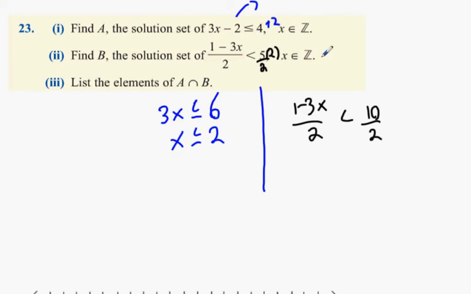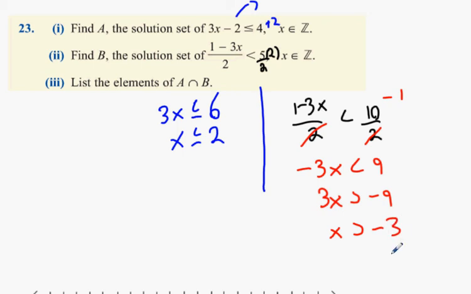Okay. So cancel the fractions, and then bring the 1 over the other side. We get minus 3x is less than or equal to 10 minus 1, which is 9. Multiply both sides by minus 1. What happens when you multiply by minus 1? The sign swaps. Then divide by 3. Minus 9 divided by 3. Minus 3. Now, list the elements of A intersection B.